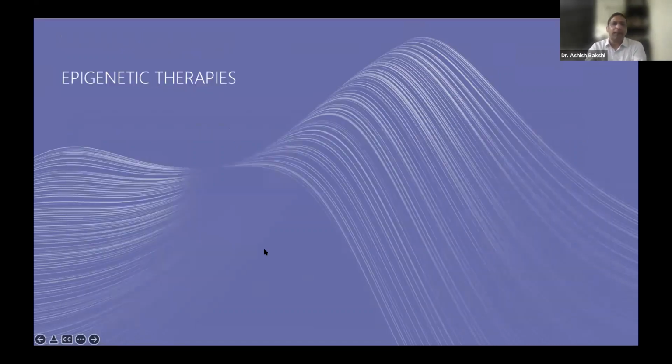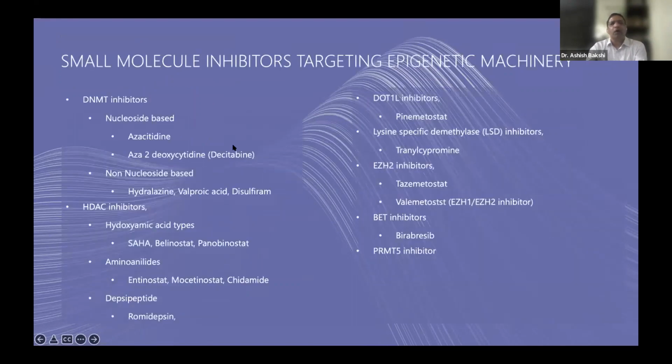Now, coming to the epigenetic therapies that are being used in order to target this epigenetic machinery. A variety of small molecular inhibitors have been developed to target this epigenetic machinery. The DNA methyltransferase inhibitors, as Shyam sir has just mentioned about azacitidine. So there are nucleoside-based drugs called azacitidine and decitabine. These are commonly used in clinical practice. They are standard of care in the management of myelodysplastic syndrome.